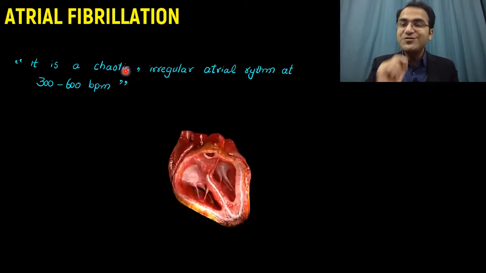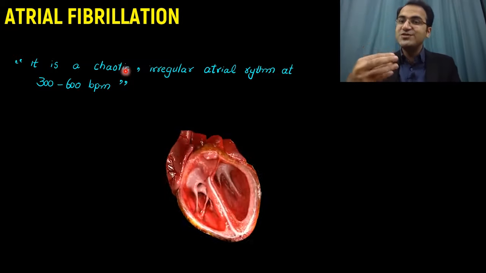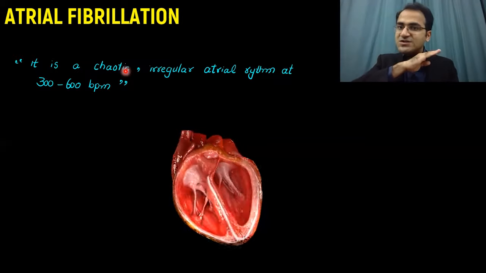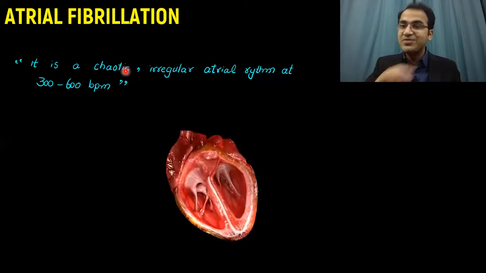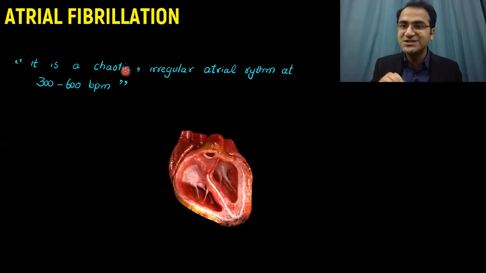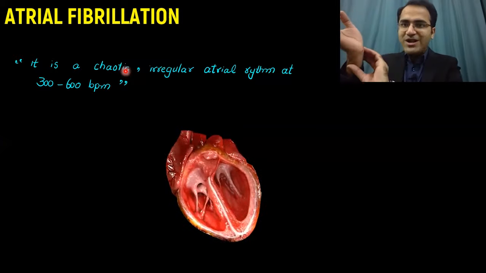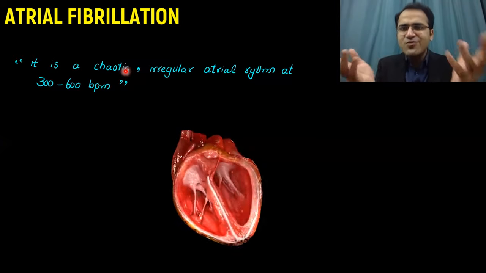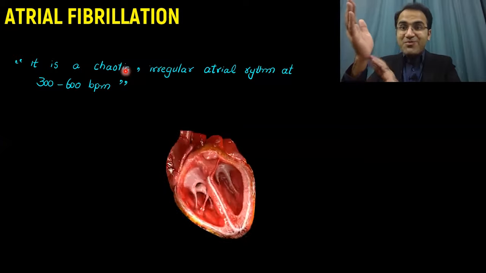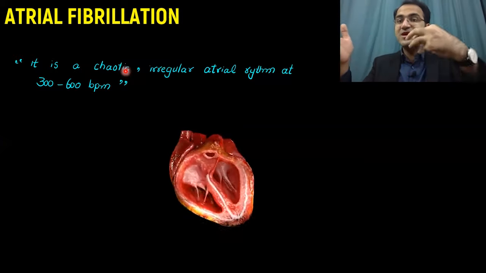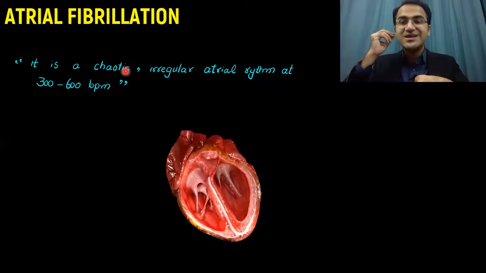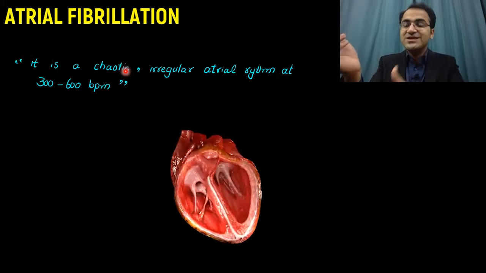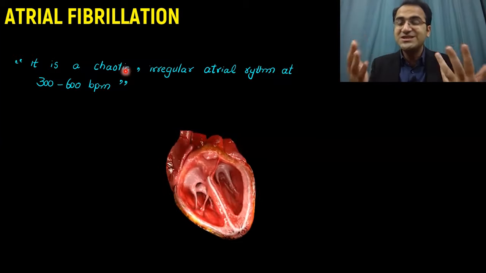Therefore, in a patient with atrial fibrillation, when you put a stethoscope on the heart, you would hear that the heart is running at a very fast pace. The heart rate is around 300 to 600. But when you check the pulse in these patients, you would see a pulse of around 80 or 100. So there is a pulse deficit. There is a difference between the rate you hear directly with the stethoscope over the heart and the pulse rate you check, which is lower. This is called pulse deficit, which you see in atrial fibrillation.